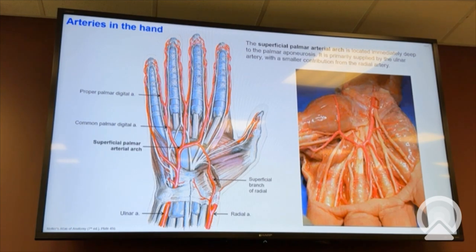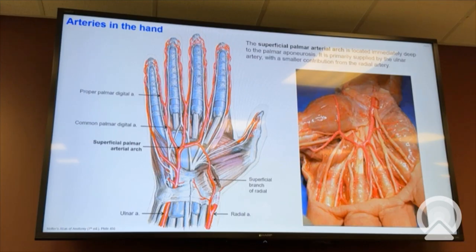So the ulnar artery will come up like this, and if you were to carefully dissect away that palmar aponeurosis, that little triangle fascia that we saw up front, then you would reveal the superficial palmar arterial arch. That's what we see here. So the superficial palmar arterial arch, you can see, has some contribution from ulnar, but you actually have the radial artery giving some contribution like this. And in most people, unless you have an incomplete arch, there will be a complete little arch of blood supply here.